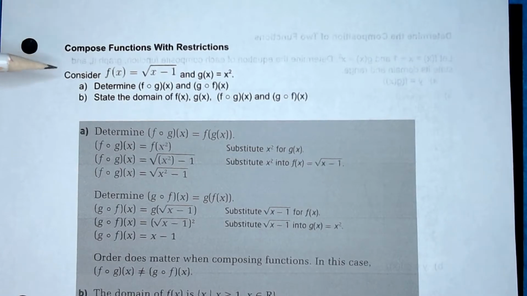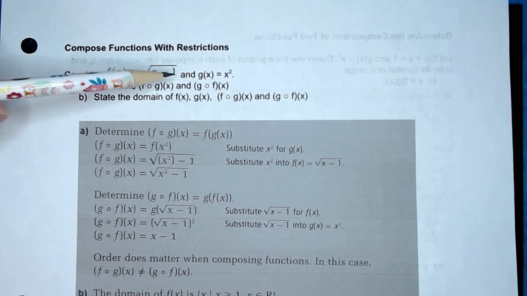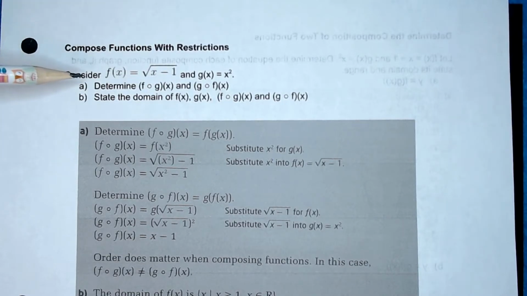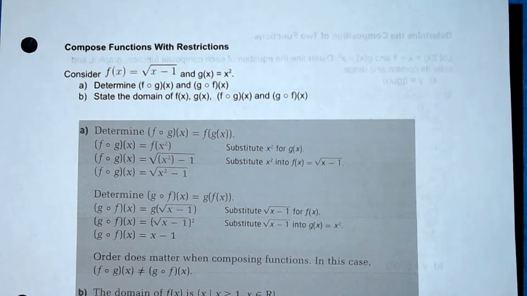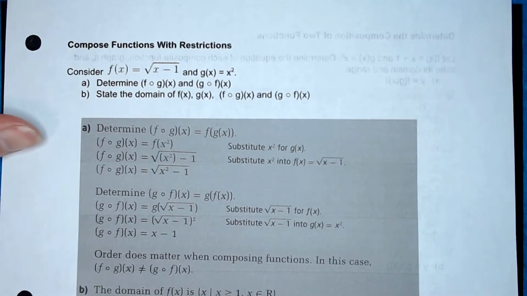We have a different function here. We have f of x is equal to root x minus 1, and g of x is equal to x squared. So in part A, I'd like you to determine f of g of x and g of f of x, and then determine the domain of all of those functions.